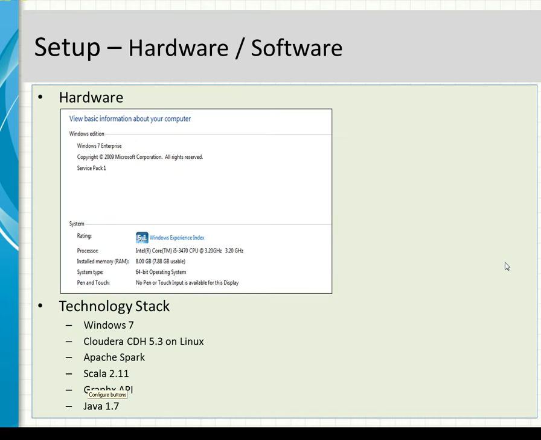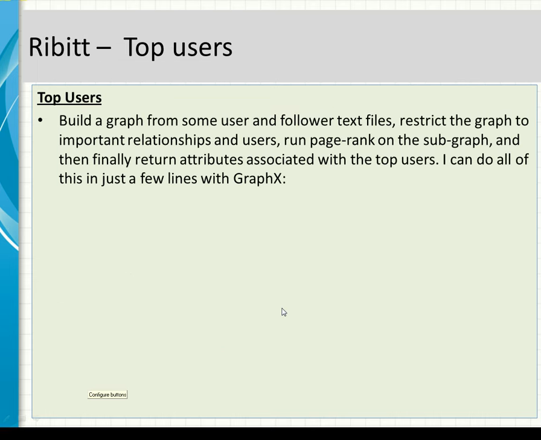The technology stack that I'm using, the hardware setup is my Windows machine with 8 GB RAM and a 3.2 gigahertz CPU. And on the software side, I have Cloudera, CDH, Apache Spark, Scala, Graphx, and Java 1.7. I also installed Scala IDE because I found out that the Graphx API's support on Java and Python are not very strong, but on Scala they are pretty strong. So we'll start to look at some code now.